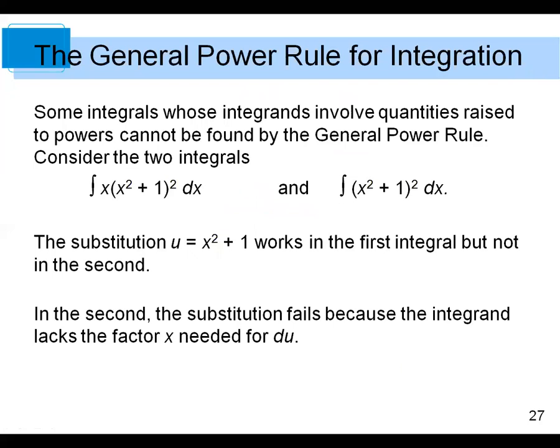Sometimes integrals involving quantities raised to a power cannot be found by the general power rule. If you look at these two integrals, the substitution works well in the first integral, but not the second. The substitution fails because the integrand lacks a factor of x, and you can't adjust for a factor of a variable. In this one, it's missing the 2 from the 2x, but I can just multiply and divide by 2 to adjust for the missing constant. This one can't multiply or divide to adjust for a missing factor of a variable.